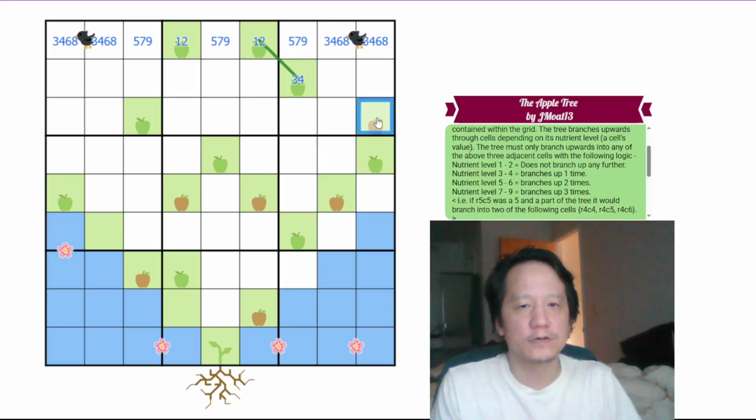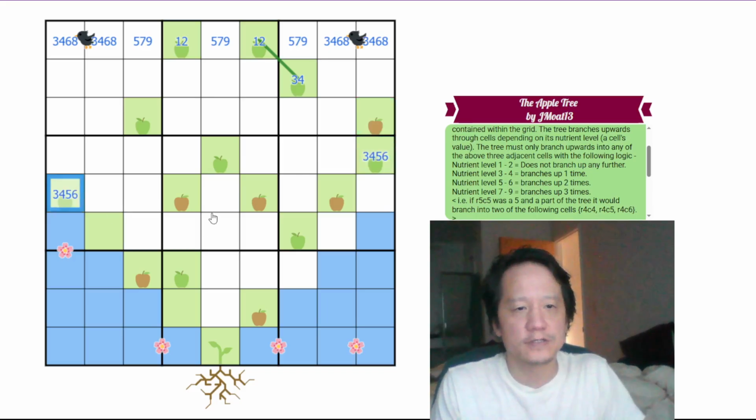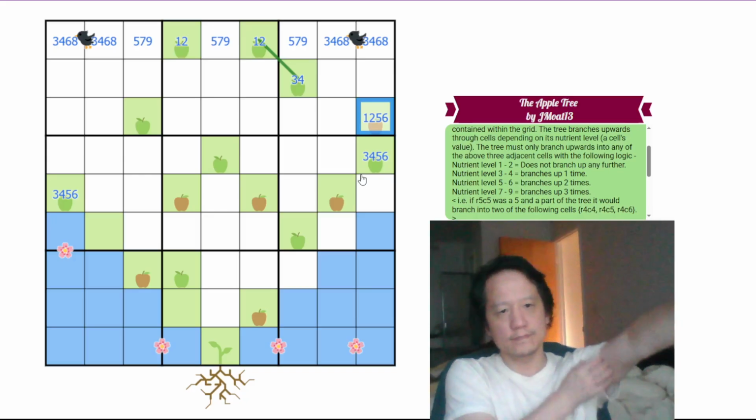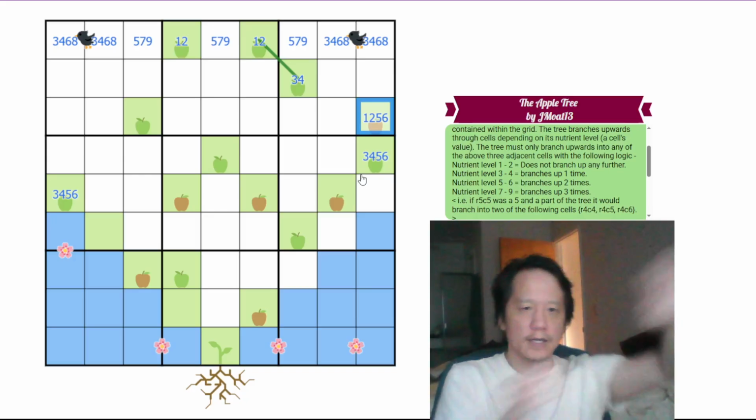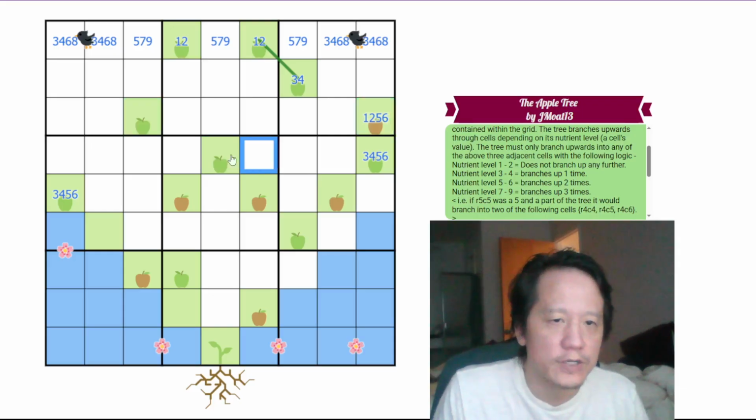Again, this can only expand to 2. If it expands to 3, that would go outside the grid. So this is 3, 4, 5, 6. This is 3, 4, 5, 6. Same here. This is 1 through 6. But this is 3 or 4. That's 3 or 4, so this can't be 3 or 4 here. Again, one out of these two is 7, 8, or 9.